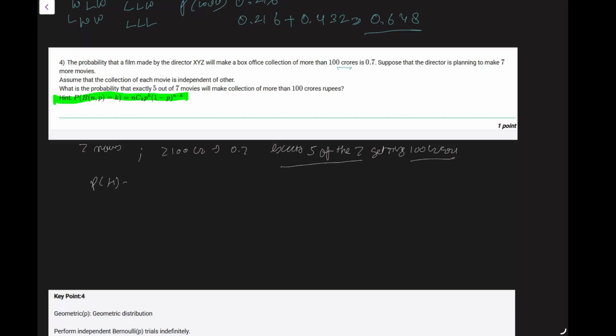The probability of a hit is 0.7. A hit means getting more than 100 crore rupees. The probability of a flop or failure is 0.3. That's your probability. So how many do we need? If you remember, your n is 7. Your two probabilities are 0.7 and 0.3. And then your k, what's your desired outcome? k equals 5. Exactly 5 is what we want. Now, all we have to do is plug in the numbers. 7 factorial over 5 factorial times 2 factorial, times the probability of a hit, which is 0.7.